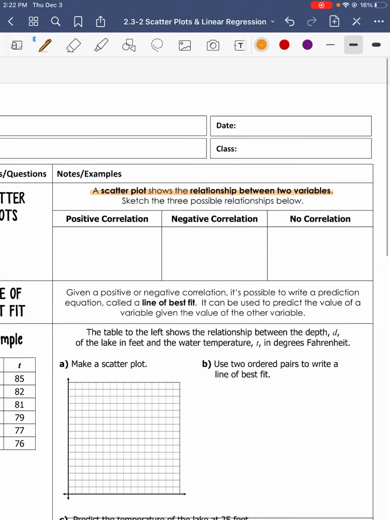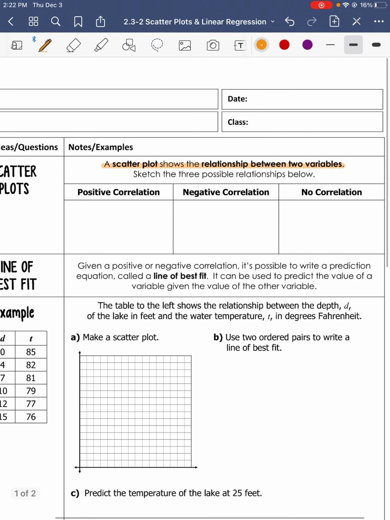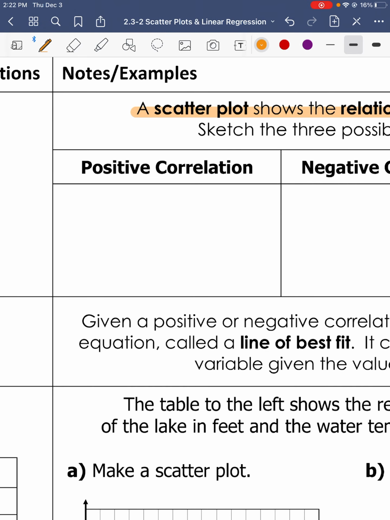There are three different types of correlations: a positive correlation, negative correlation, and no correlation, okay? So correlation means it's talking about the relationship between the x and y values. A positive correlation is going to look a lot like a line with a positive slope. A negative correlation is going to look a lot like a line with a negative slope, and then no correlation is not even going to look like a line at all. So let's sketch out some of these really quickly.